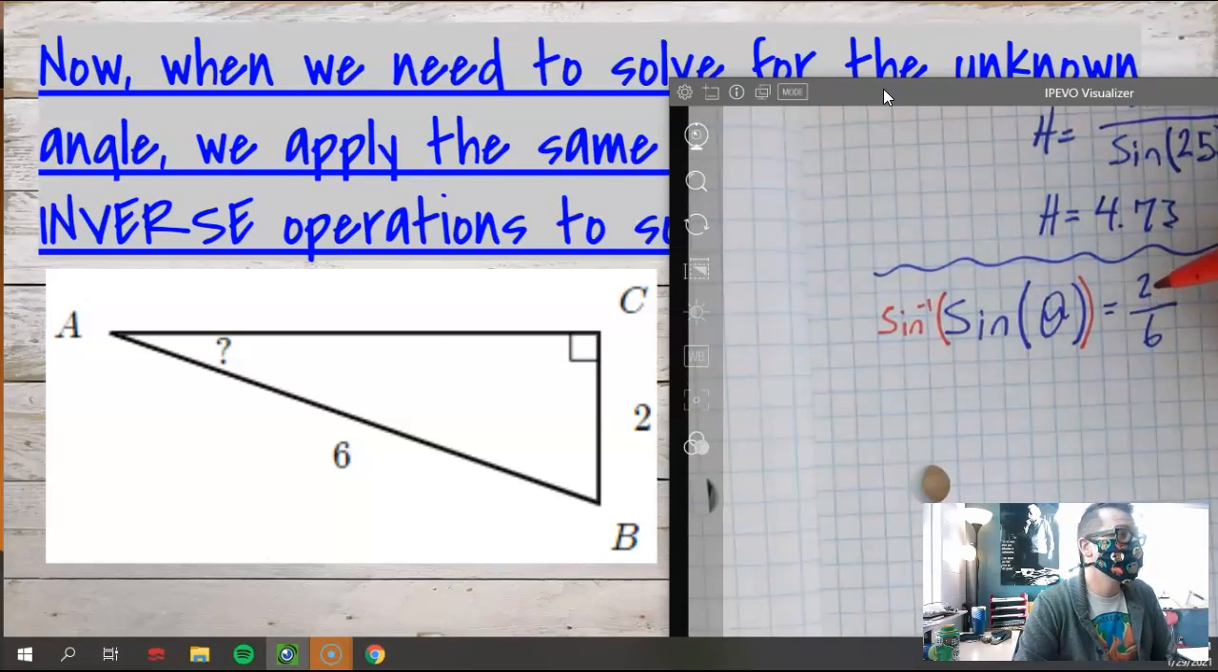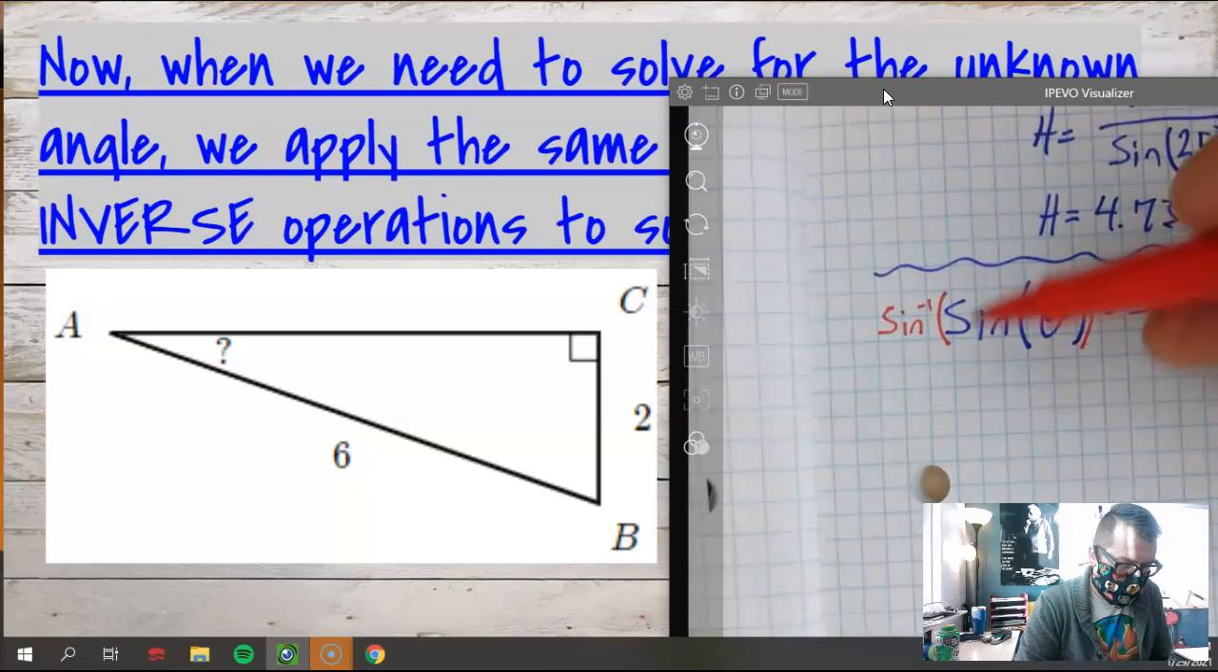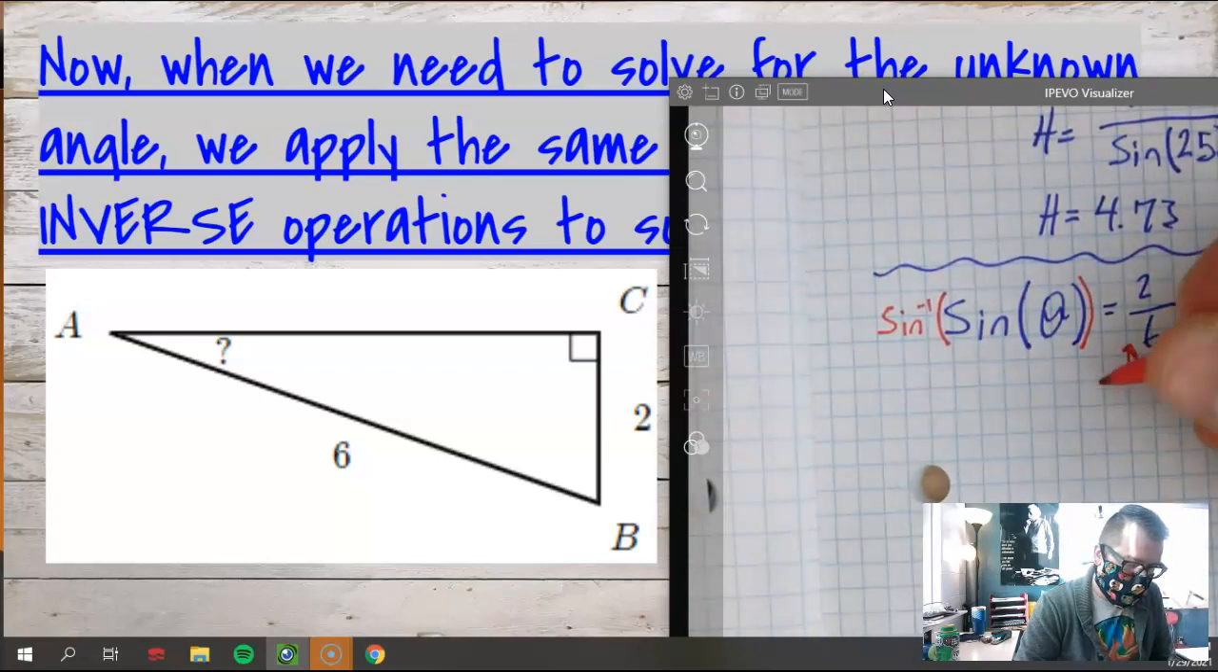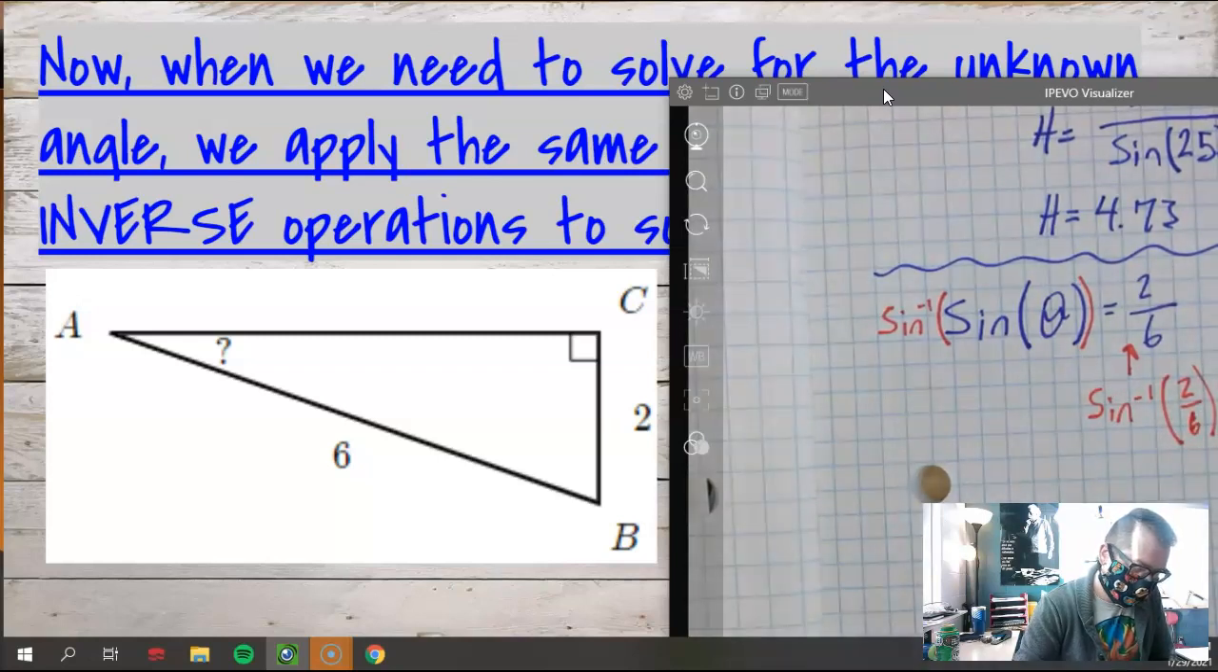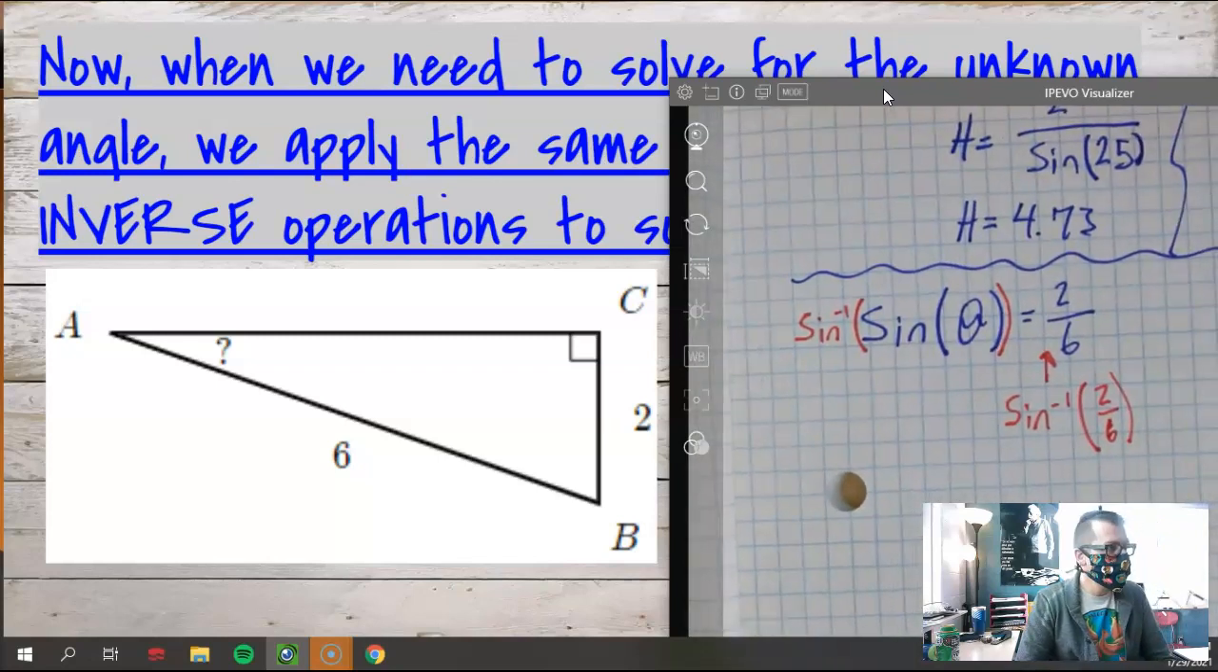Is just theta. When we then do that to this side, inverse sine of 2 over 6. Could I do 1/3 instead of 2 over 6? Would the size of the triangle change the size of the angle? No, it would be similar. I could do 1/3 instead of 2/6.